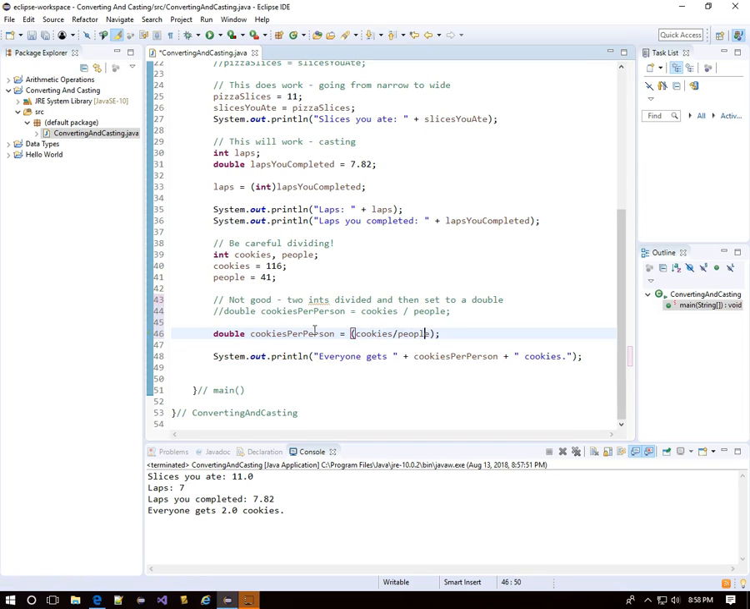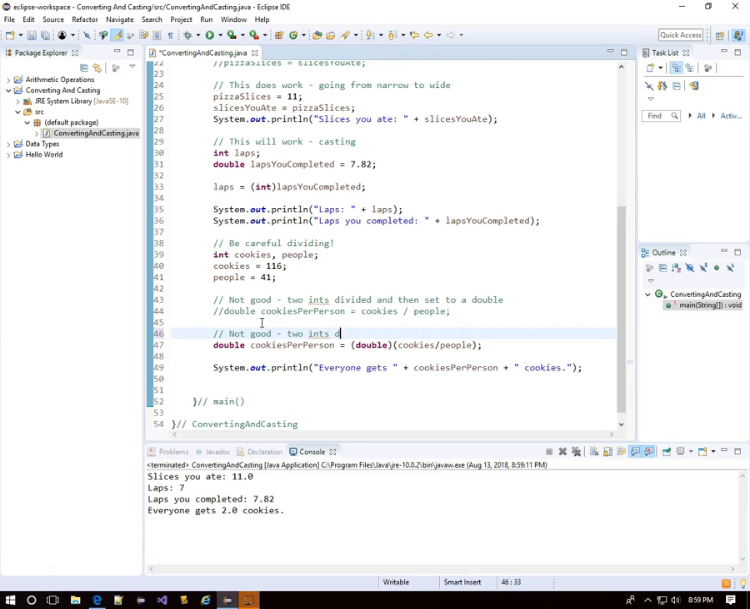Well, how about if we divide cookies by people, in parentheses, and then take that answer and cast it as a double? What do you think will happen? Think about the order of operations. It's the same thing. Everyone gets 2.0 cookies. Cookies divided by people, an integer division process, came first. That integer answer was then cast as a double, which was 2.0 because cookies divided by people is 2. They're both integers, and the integer result of that answer is 2.